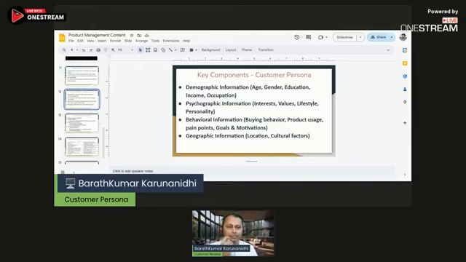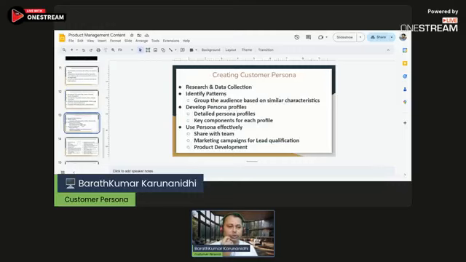So next, we're talking about creating a customer persona. When it comes to creating a customer persona, we initially start with research and data collection. That is the first step, where the research, the market research, which we talked about earlier, comes in.